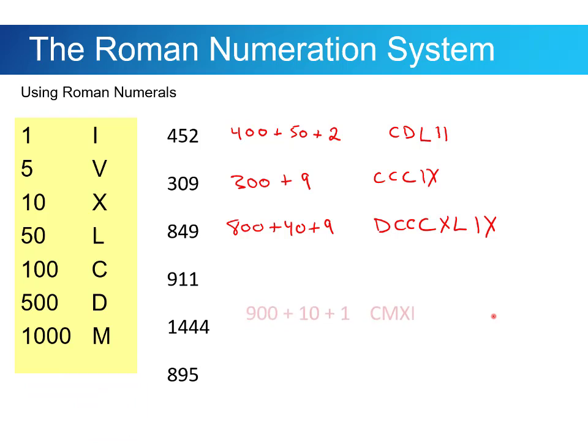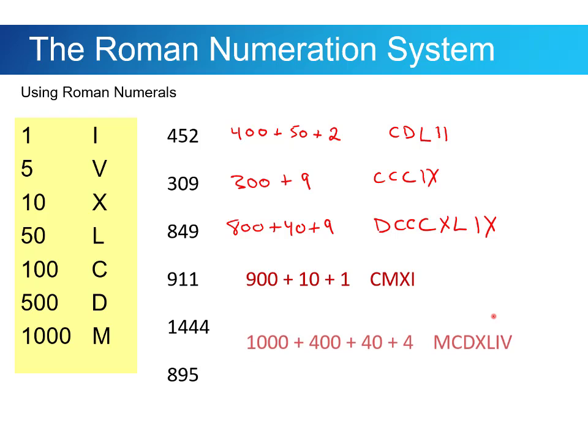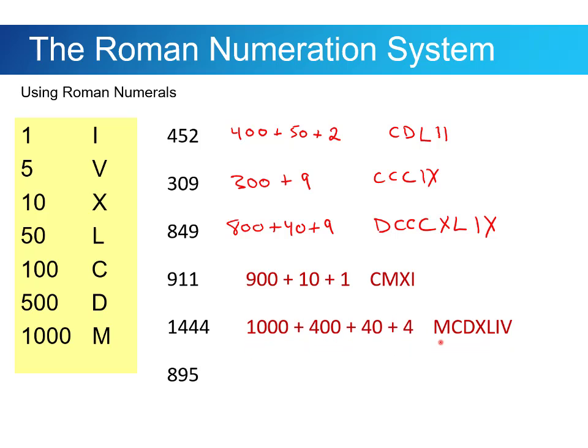All right, and for 911, we have CMXI. For 1444, MCDXLIV. So 1444. And then for 895, I have 895.